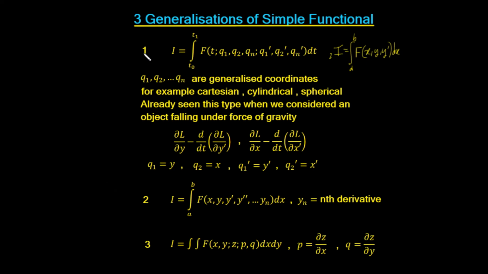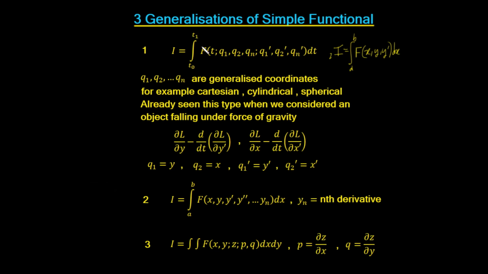The first one we're going to look at is the integral from t0 to t1 of a function of t, and we're going to have what are called generalised coordinates. So we have q1, q2 to qn and q1 dash, q2 dash to qn dash, all by dt. These values q1, q2, qn are what we can call generalised coordinates. For example, they could be our Cartesian, cylindrical or spherical coordinates.